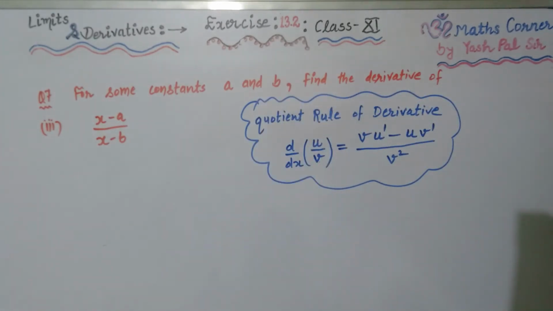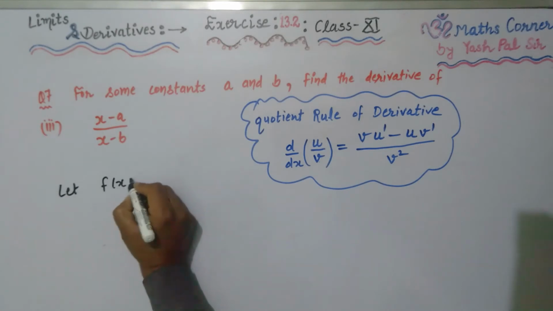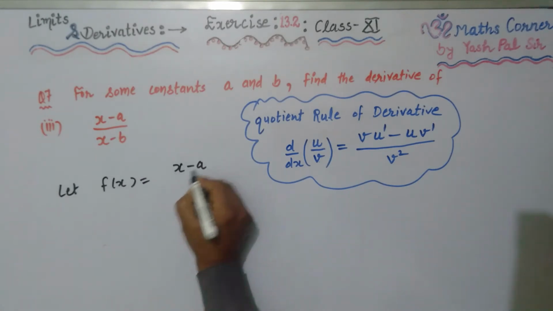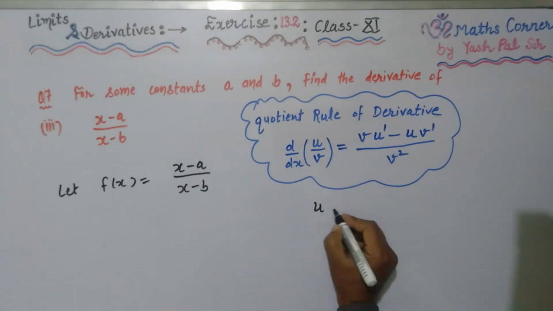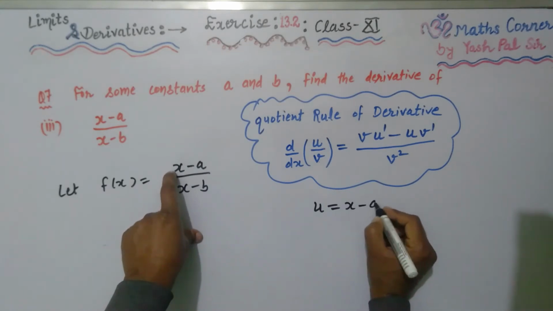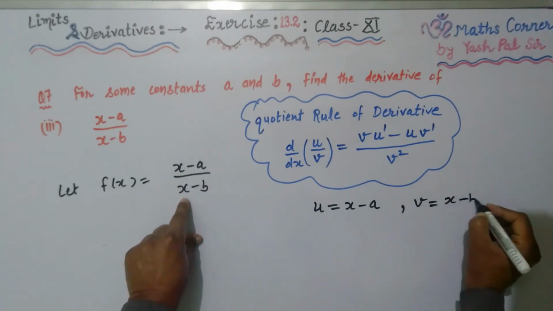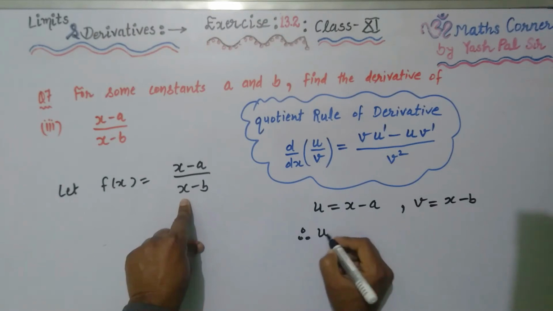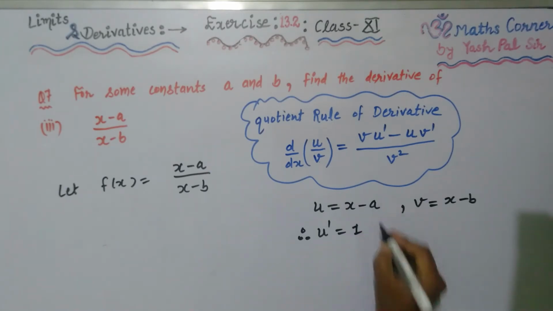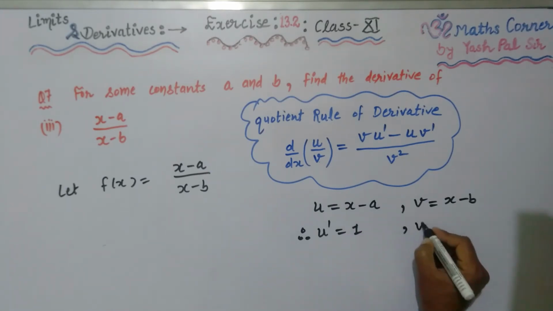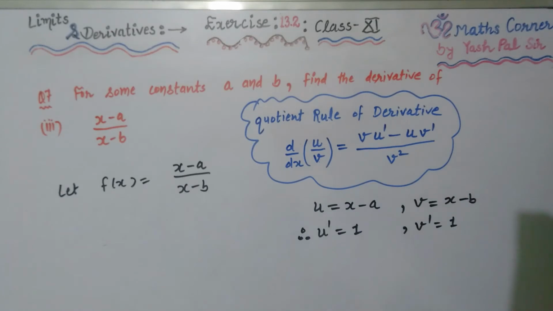So what we do now, in our question, let us consider f of x equal to (x minus a) divided by (x minus b). So what we say, u is x minus a, and what is v? This is the denominator, x minus b. So what is u dash? That is to say, the derivative of this: the derivative of x is 1 and the derivative of minus a is 0. Similarly, what is v dash? The derivative of x is 1 and the derivative of minus b is 0.